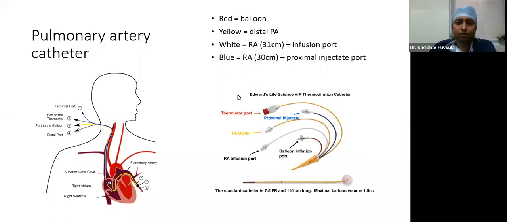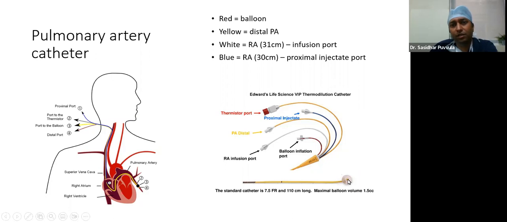And I would also like to talk about the ports of a pulmonary artery catheter. As nursing staff, you need to be very clear about the color coding of the PA catheter ports. Why? Because it is very important. The first is the red color. The red color is the balloon inflation port. As I told you, there is a balloon at the distal part of the pulmonary artery catheter. A 2 cc syringe is attached to this balloon inflation port, and whenever you inject air through this port, your balloon will be distended.